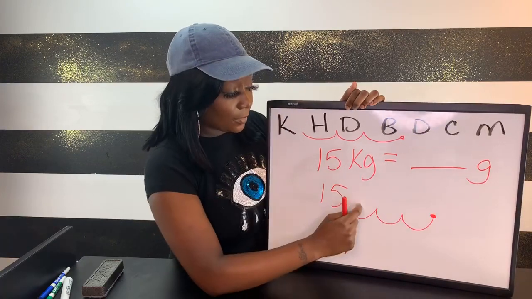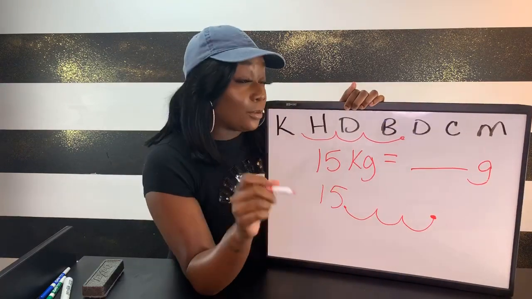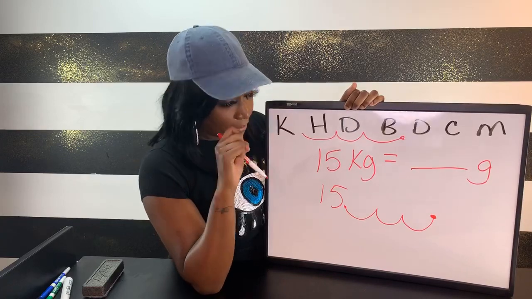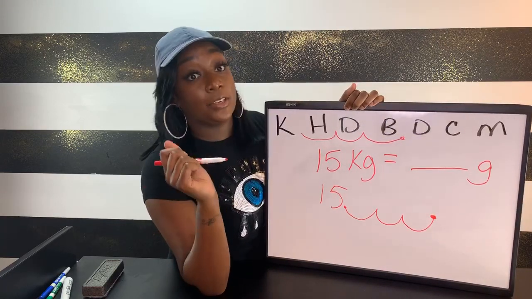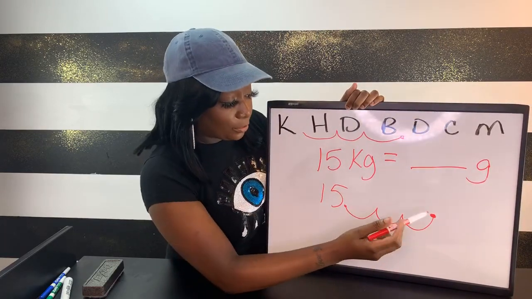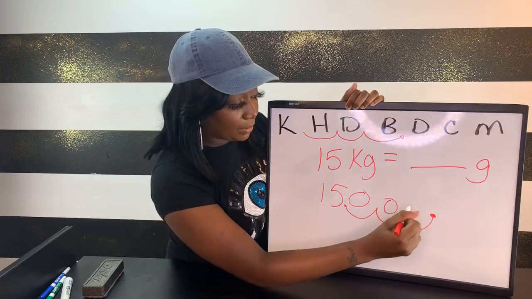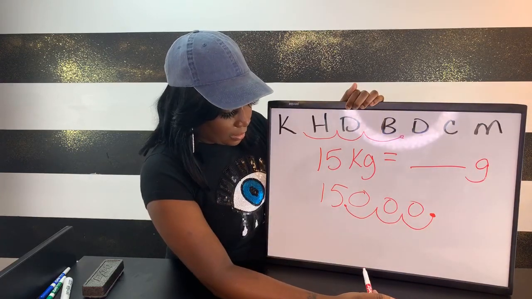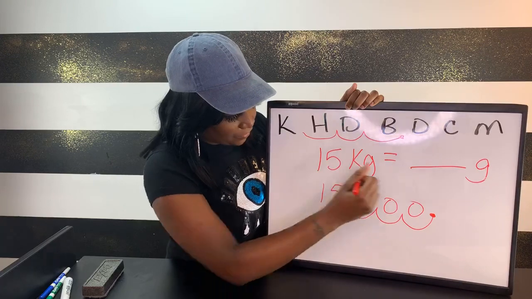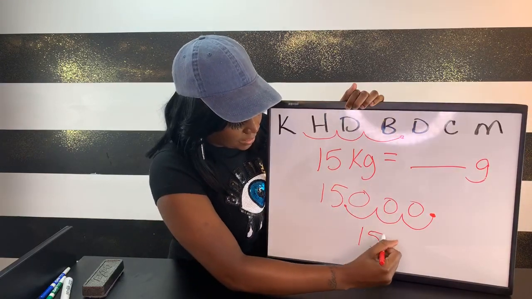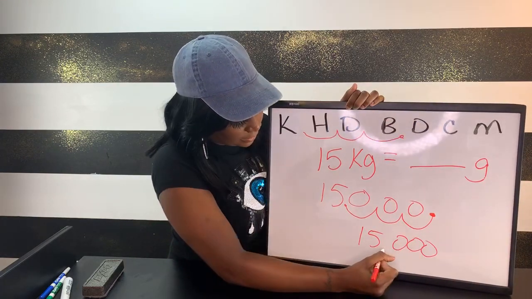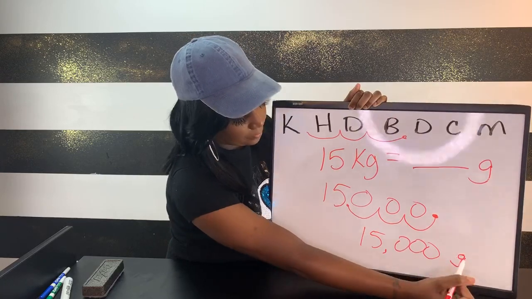Now, you see how I have these empty scoops? This goes back to our sub-skill of converting fractions, decimals, and percents. And what did I tell you guys? Anytime you have empty scoops like this, you have to put zeros as placeholders. Okay? So in this event, that means that 15 kilograms is the same thing as 15,000 grams.